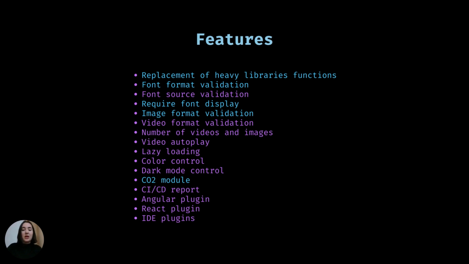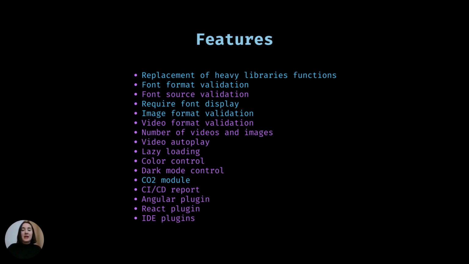So, for example, we work on heavy libraries. We say that, for example, you could use a lighter one, or just use plain JavaScript. You can validate your format with this EchoLink, with this linter. You can also check the font source. You can work with images, with video formats. It also will be checking the number of videos and images, video autoplay, lazy loading.